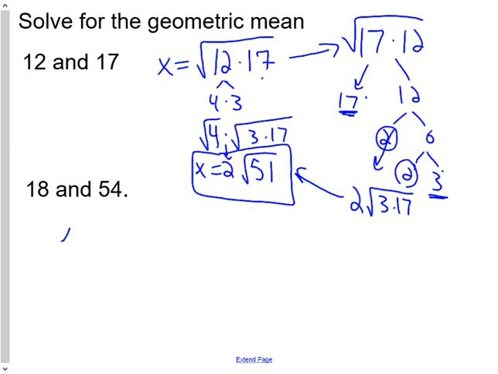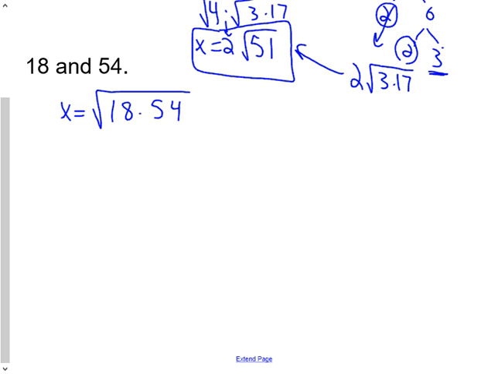Lastly, 18 and 54. Again, square root of 18 times 54. 54 is 18 times 3. So now I have a pair of 18s, and one of them is coming out. The other one is kind of eaten up by the square root. And we get 18 square root of 3 as our geometric mean of 18 and 54.